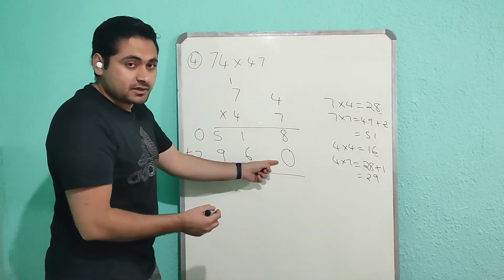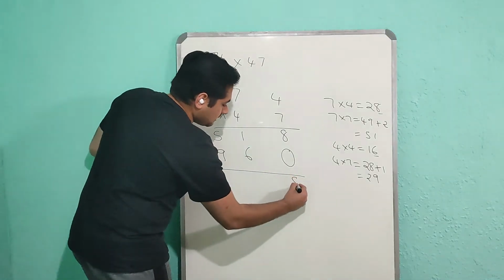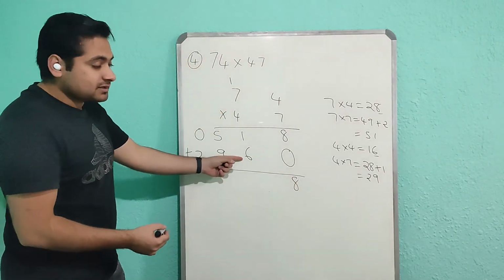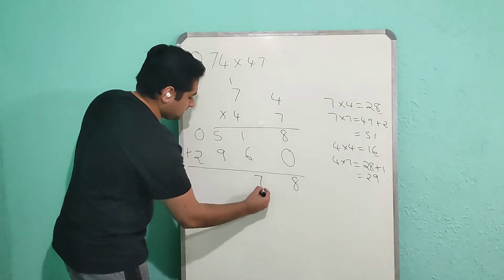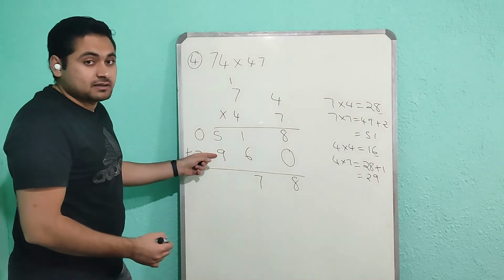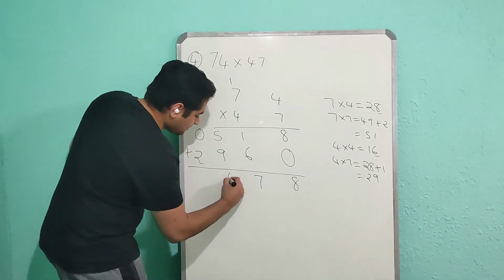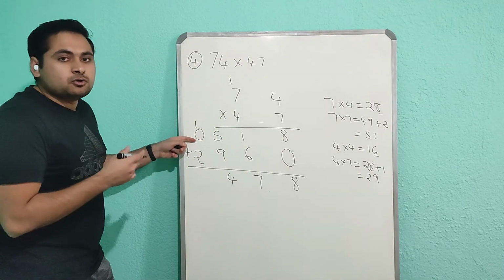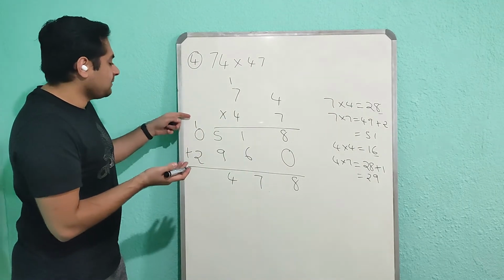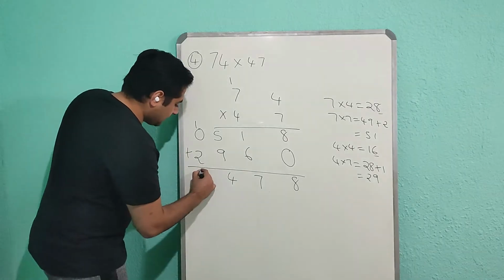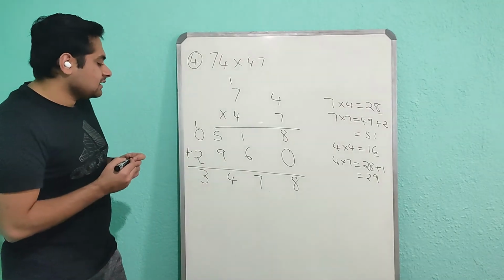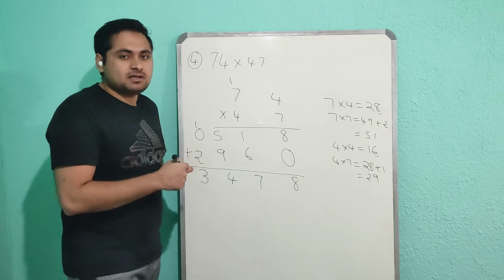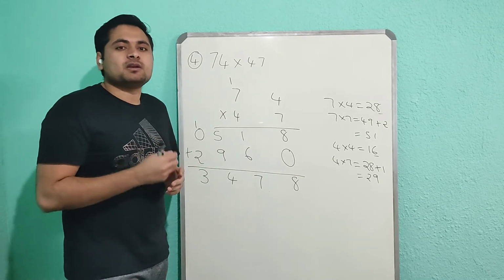What is 8 plus 0? 8 plus 0 gives you 8, correct? What is 1 plus 6? That's 7. What is 5 plus 9? That's a 14, correct? So you write a 4 and you carry the 1. Now what is 2 plus 0? 2 plus 0 gives you 2, and then plus 1 gives you 3. Therefore your final answer is 3478. Now let's move on to the 3-digit examples.